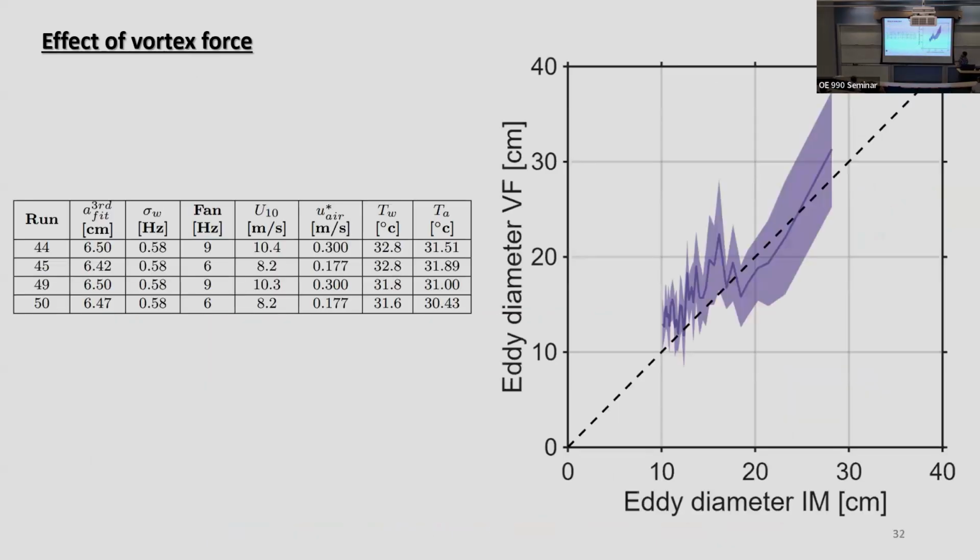Now, if we repeat that measurement of eddy diameter over 4 different runs, which were about 650 or 700 measurements over 350 wave periods, and do a 1:1 comparison, the eddy diameter from vortex force measurements compares fairly well with the eddy diameter obtained from the images, compared decently well.